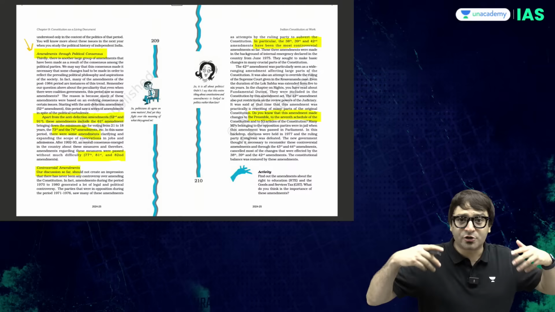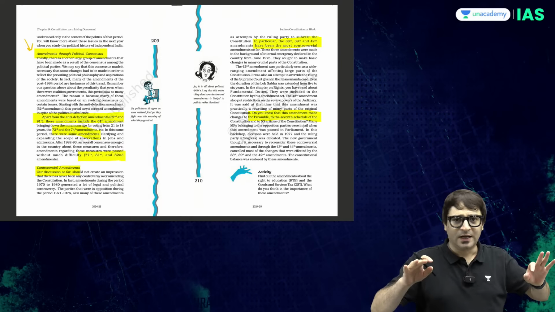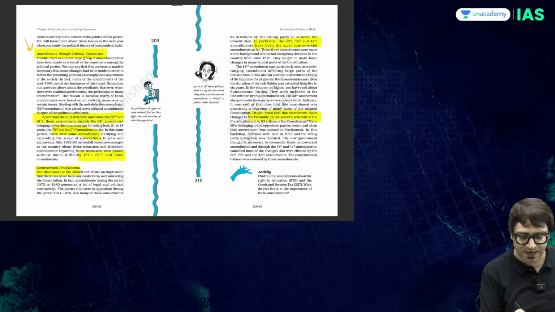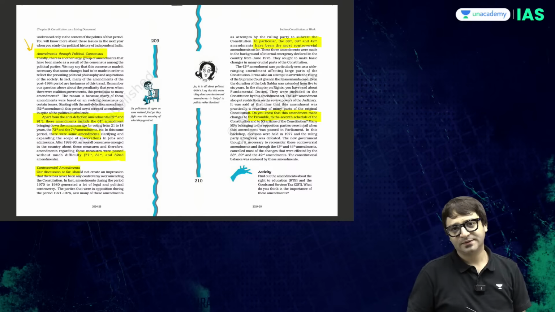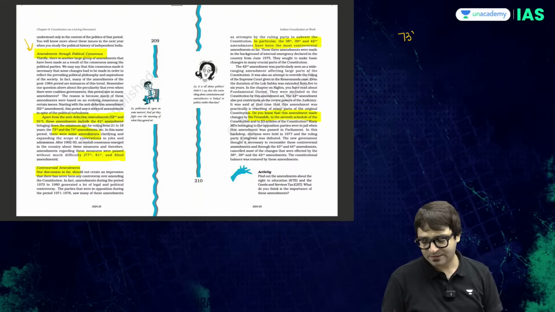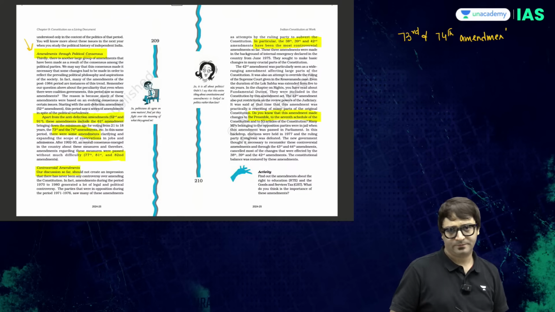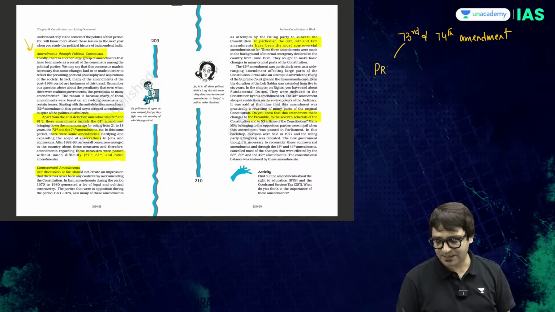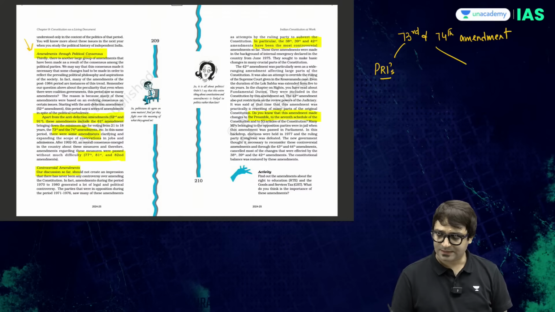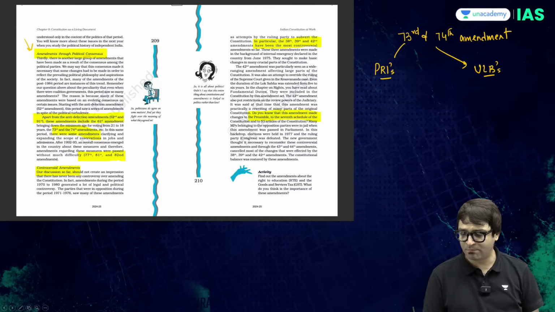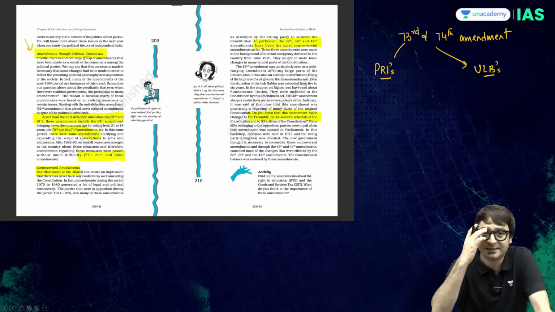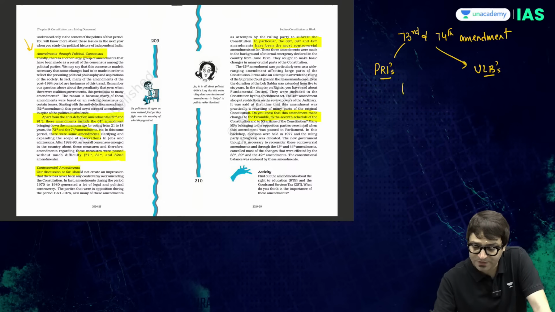Were all these amendments controversial? No. A large number of these constitutional amendments were made through political consensus. For example, the 73rd and 74th Amendment. What did it do? The 73rd Amendment provided for Panchayati Raj institutions. The 74th Amendment provided for urban local bodies, municipalities, municipal corporations. And both of them are part of a concept called local government.